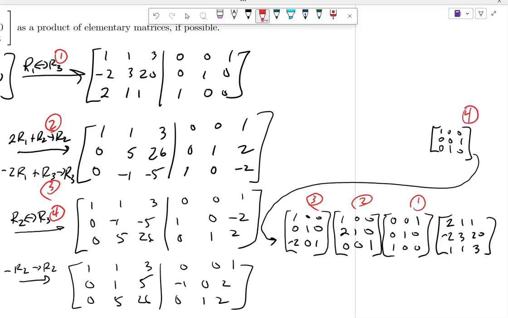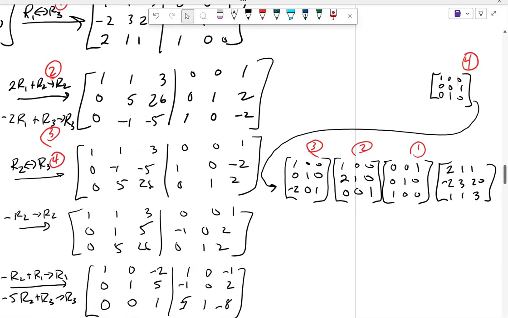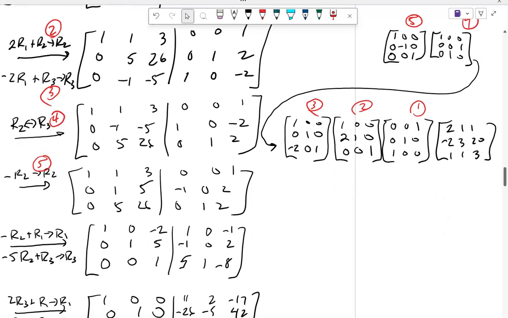Long string of things. Next one. Negative R2 plus R1 replaces R1. I think we skipped one. Nope, we didn't. Okay, so what matrix? 0, 1, 0, negative 1, 0, 0, 0, 0, 1. There we go. So that's this one. Only 4 more to go.